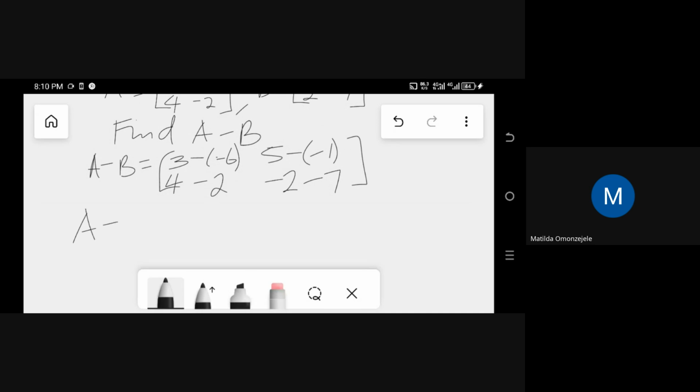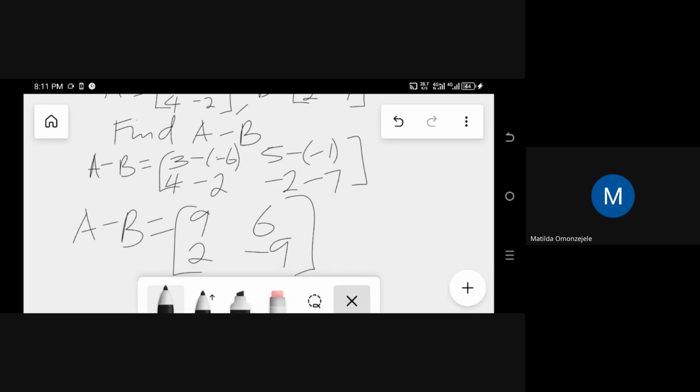For A minus B, we have the matrix 3 minus minus 6, that changes into plus. Does everybody understand that? The minus changes into plus. Okay, so there we have 9. Then if we proceed, 5 minus 1 gives 6. Then at the bottom, 4 minus 2 gives 2. Then minus 2 minus 7 gives minus 9. So this is the matrix you have for A minus B.